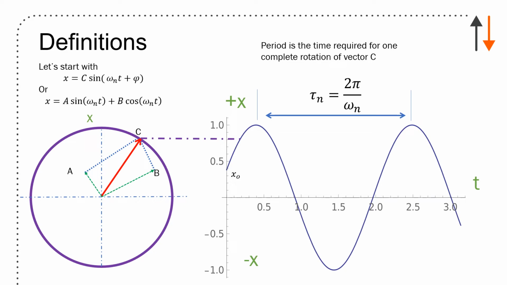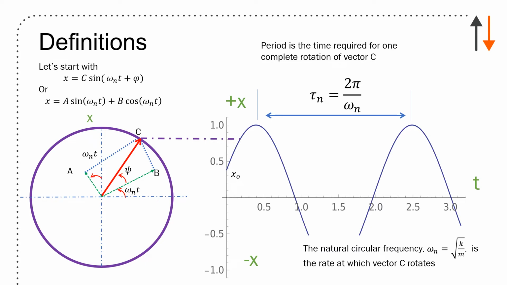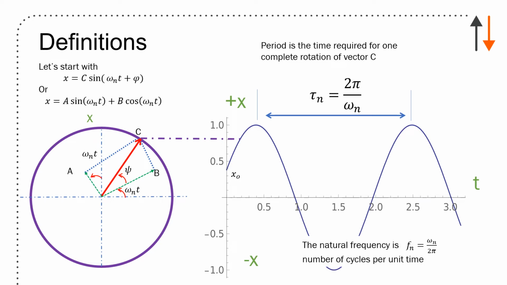And it's important to understand, these are the standard fundamental definitions. Tau equals 2 pi over omega_n. They are offset with respect to C by omega_n t, and this psi is described here. The natural circular frequency, which is one of the terms that you really got to be familiar with, omega_n, is equal to square root of k over m. And it's the rate at which the vector C rotates. Finally, the natural frequency is the number of cycles per unit time.